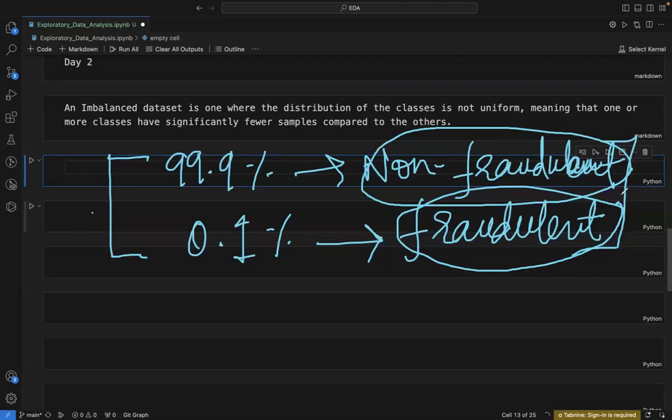The next thing that we are going to discuss is the 2D scatter plot. So that's fine.